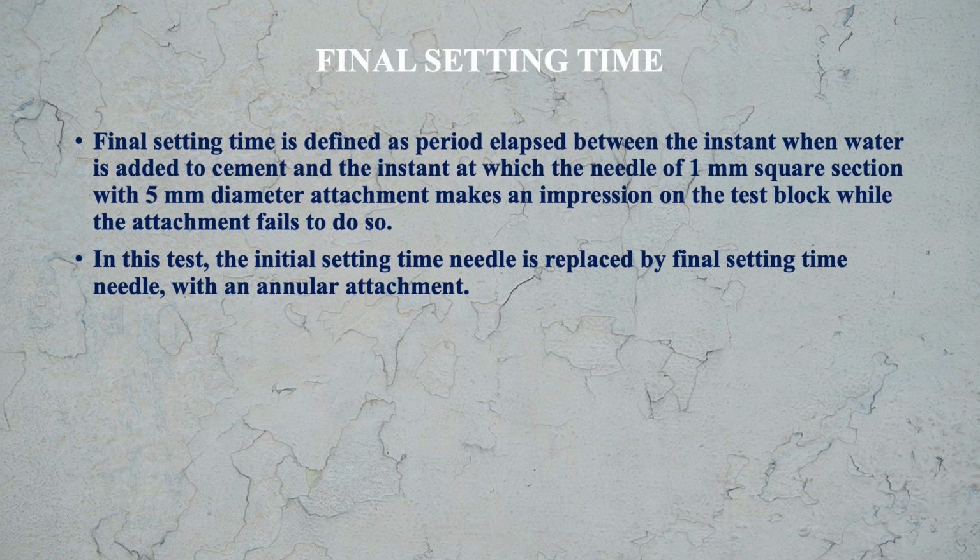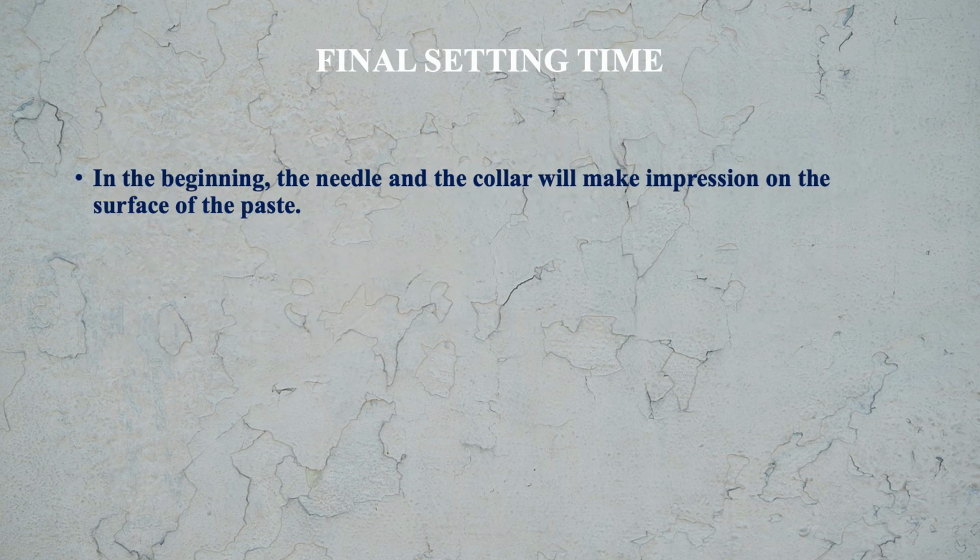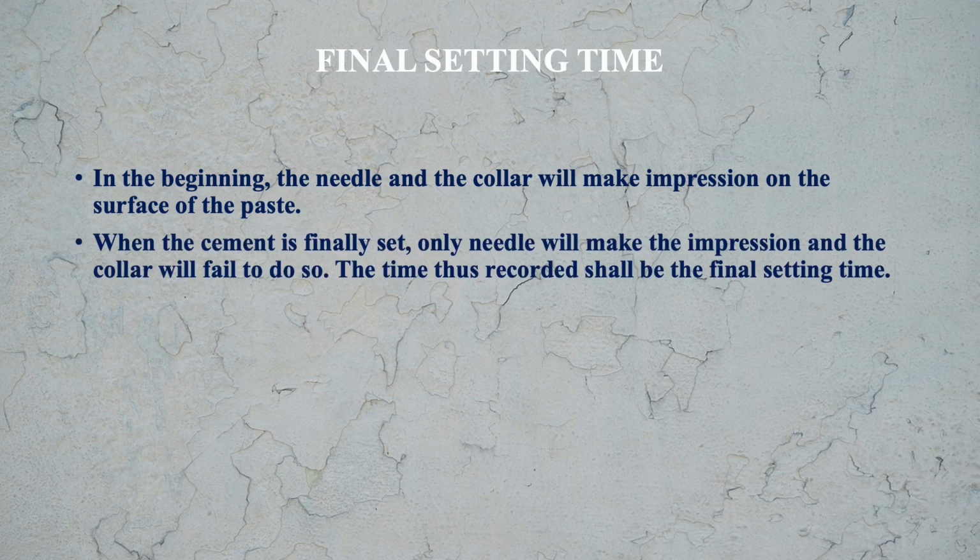1 mm square needle along with 5 mm diameter attachment. So this attachment will be used for final setting time. It is released on the top surface of the mold at regular intervals and the time is recorded. In the beginning, the needle and the collar will make impression on the surface of the paste. When the cement is finally set, only the needle will make the impression and the collar will fail to do so. The time thus recorded shall be the final setting time. So this time we will call as the final setting time.